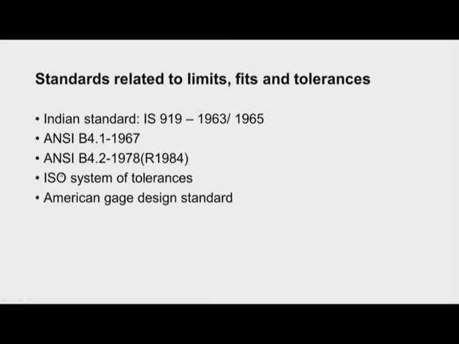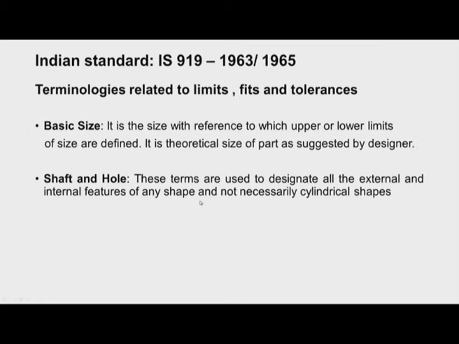Now, let us learn about the various standards available which are related to limits, fits and tolerances. Now, we have Indian standard IS 919 and then American system ANSI B 4.1 and then ANSI B 4.2 which deals with metric units, and then we have ISO system of tolerances. So, all these standards follow the ISO system of tolerances, and also we have American gauge design standard.